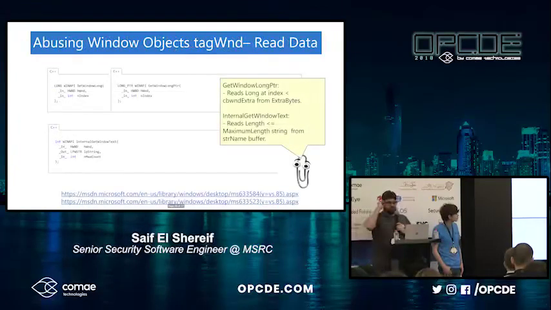Now, we mentioned that we need specific functions to be able to read and write from objects. In that case, we have GetWindowLong or GetWindowLongPtr and the internal GetWindowText. GetWindowLongPtr reads a specific long at a specific index that is less than cbwndExtra from the extra bytes, and internal GetWindowText reads a length that is less than or equal to the maximum length of the string from the string name buffer, or pointed to by the buffer.